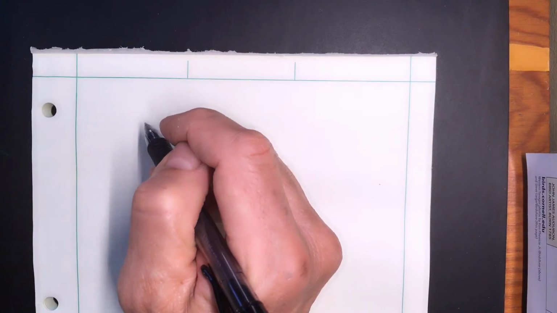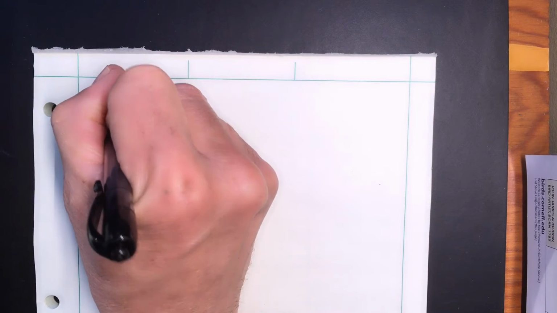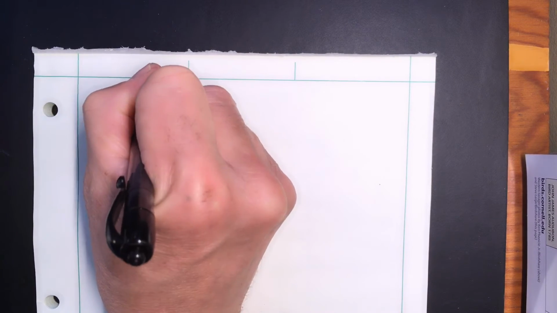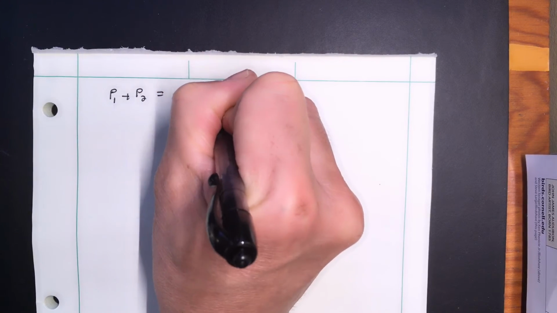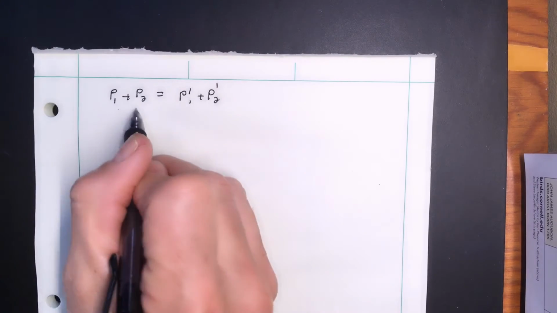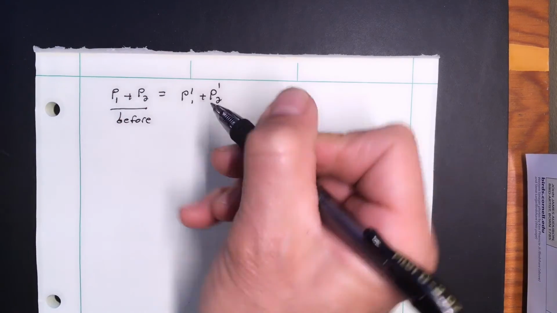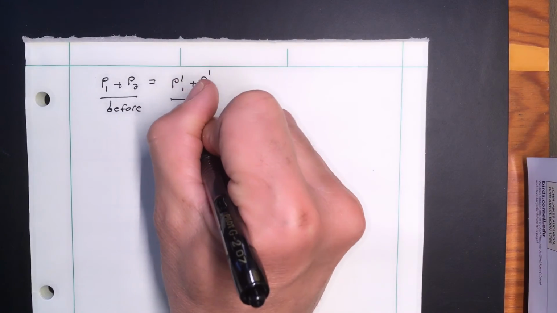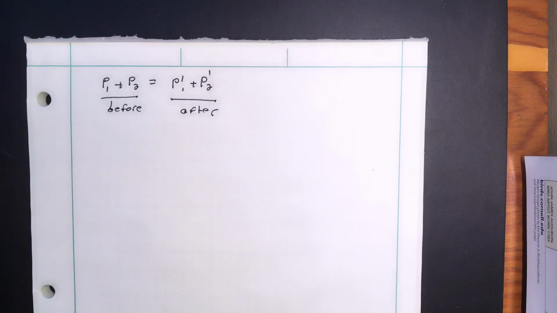So, conservation of momentum. Before equals after. Right, before the string is cut, this is the sum of them after the string is cut. That's the momentum of the system. And those have to be equal.